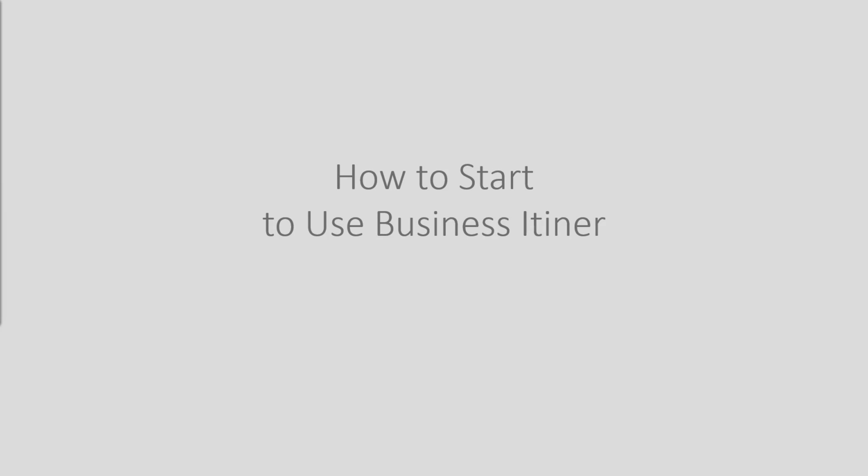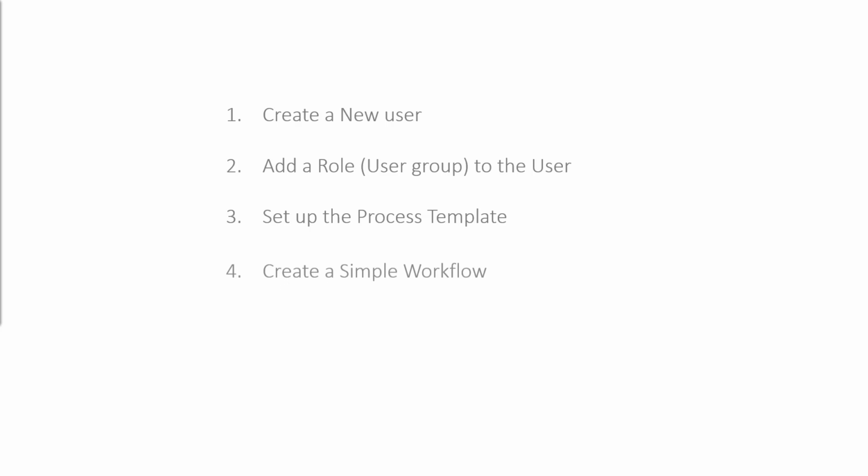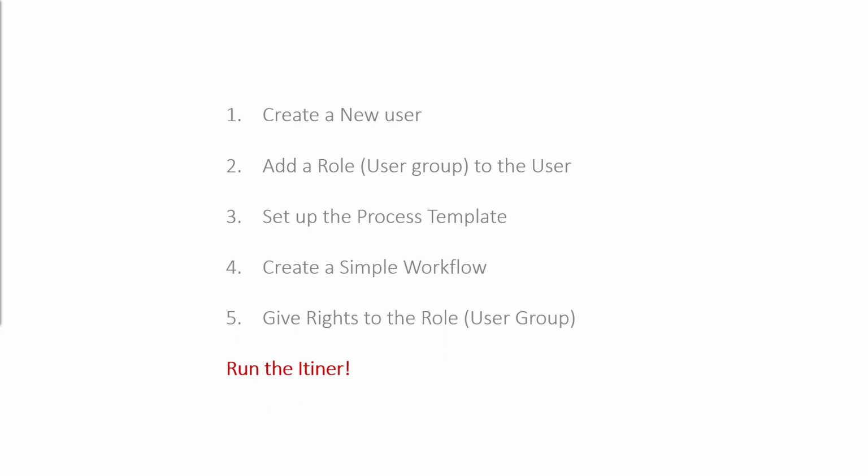Here we go. Using Business Itiner needs no special preparations or training. There are only 5 steps to create a workflow from scratch. Create a new user, add the role to the user, set the basic data of the process, create a simple workflow, give rights to the role, and when finished, run your new Itiner. I show you how. You will see, it takes only 5 minutes. Okay, let's do it.